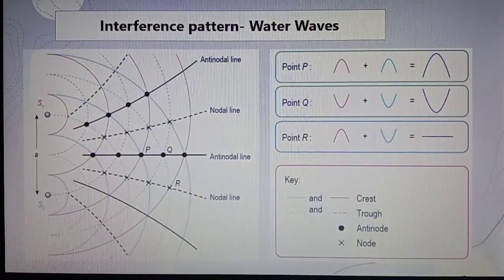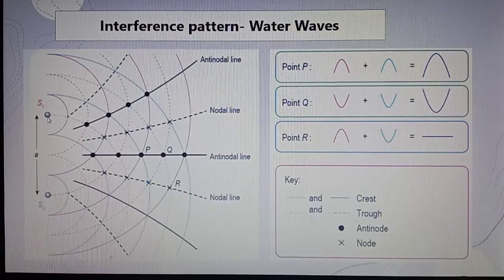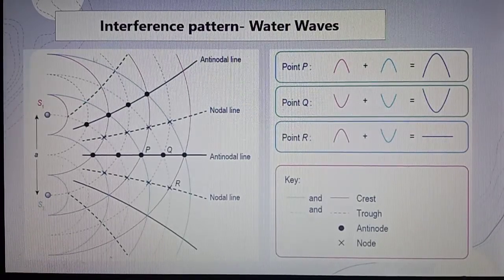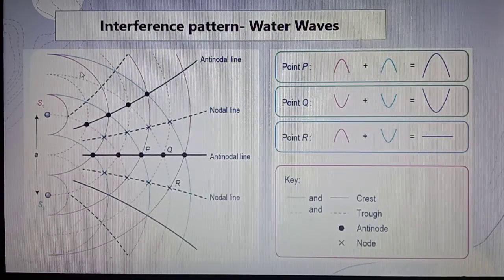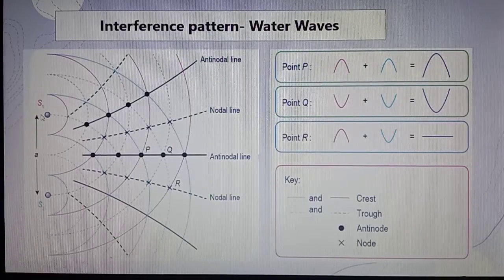Okay, now we want to sketch the interference pattern for water waves. Let's say we have two dippers, S1 and S2. To create the pattern of the wave, we use dippers so that they will produce circular waves. For circular waves, we can observe the pattern of the interference clearly. So we use two dippers, S1 and S2. S1 and S2 are connected to the same vibrator because we want to produce coherent sources. So now S1 and S2 are coherent sources.